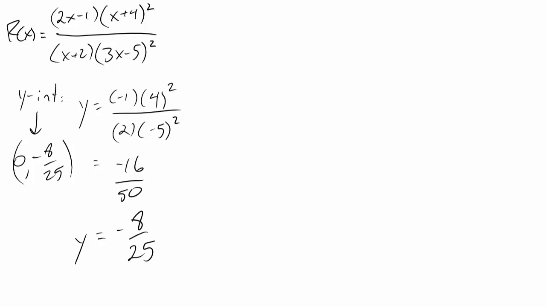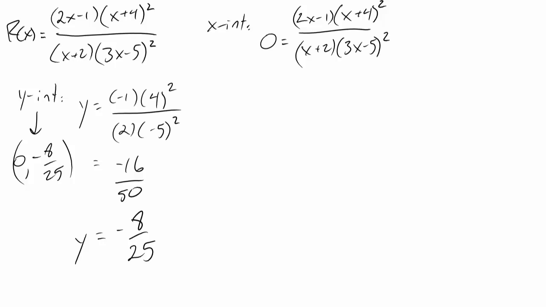Alright, now we're going to find the x-intercepts. So we're going to take and put a 0 in for our y, and that gives us 0 equals 2x minus 1 times x plus 4 squared over x plus 2 times 3x minus 5 squared for our denominator. Now, the only part that really matters here is the numerator, but what we're going to do to justify that is we're just going to multiply out both sides by our denominator, x plus 2 times 3x minus 5 squared.